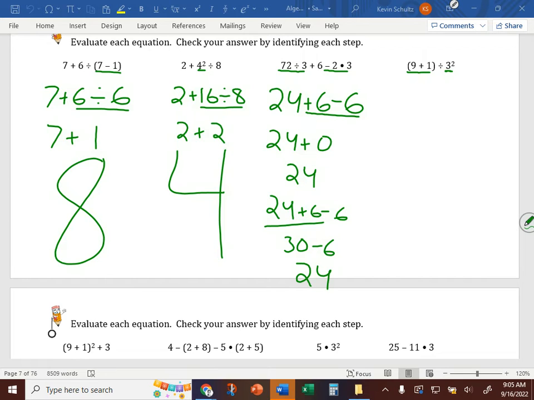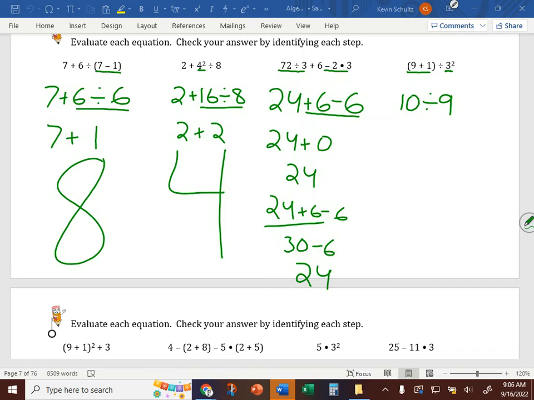Division. And what do we have to do before we divide anyway? The parentheses and the exponent, right? We have to do each of them before we can divide anyway, so we might as well do them together. And we get 10 divided by 9. Okay?